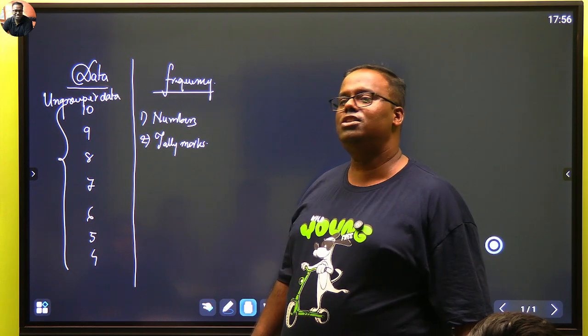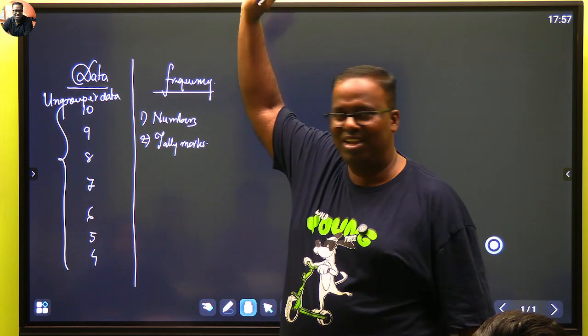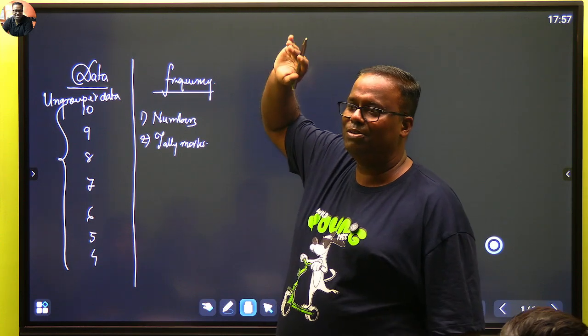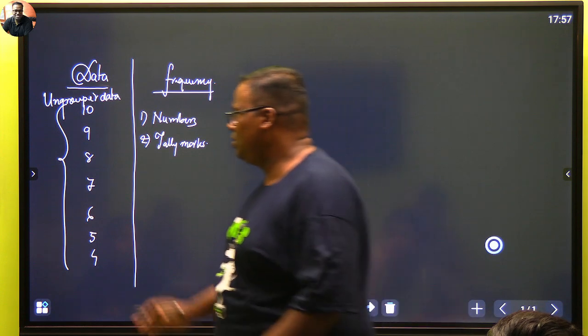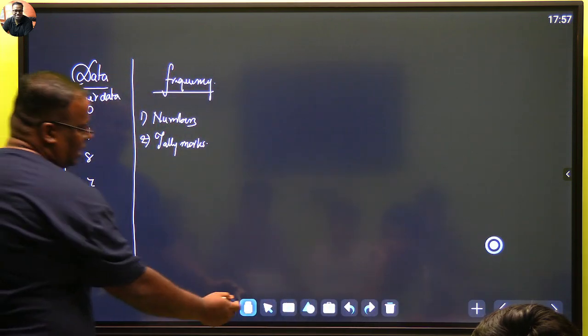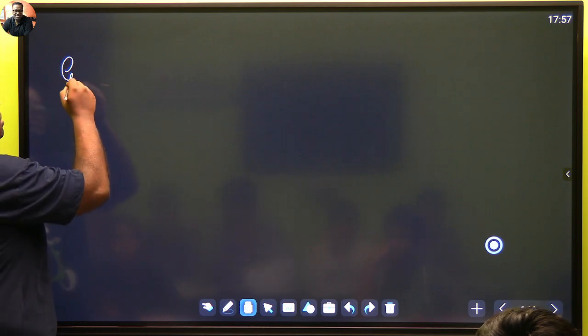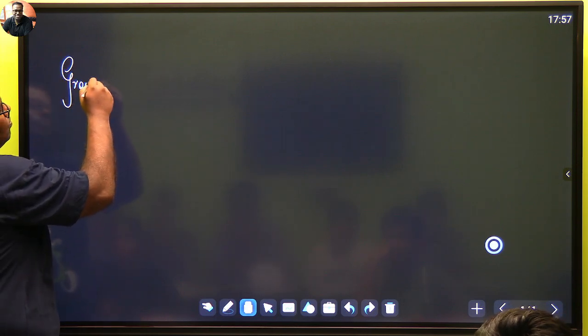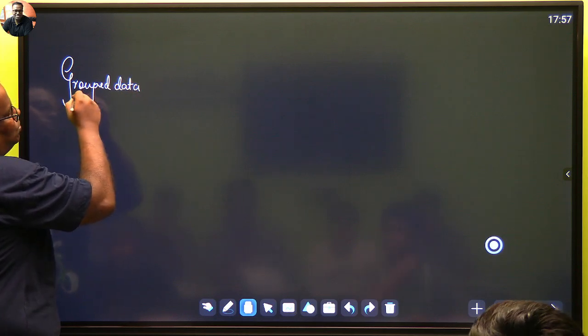Children, raise your hands who got scores from 90 to 100. How many of you got from 80 to 90? Then we raise our hands. So slowly, this form of data representation will go away, and we will have something which is called group data. और यहां से आपका चैप्टर शुरू होता है, ग्रुप डेटा.